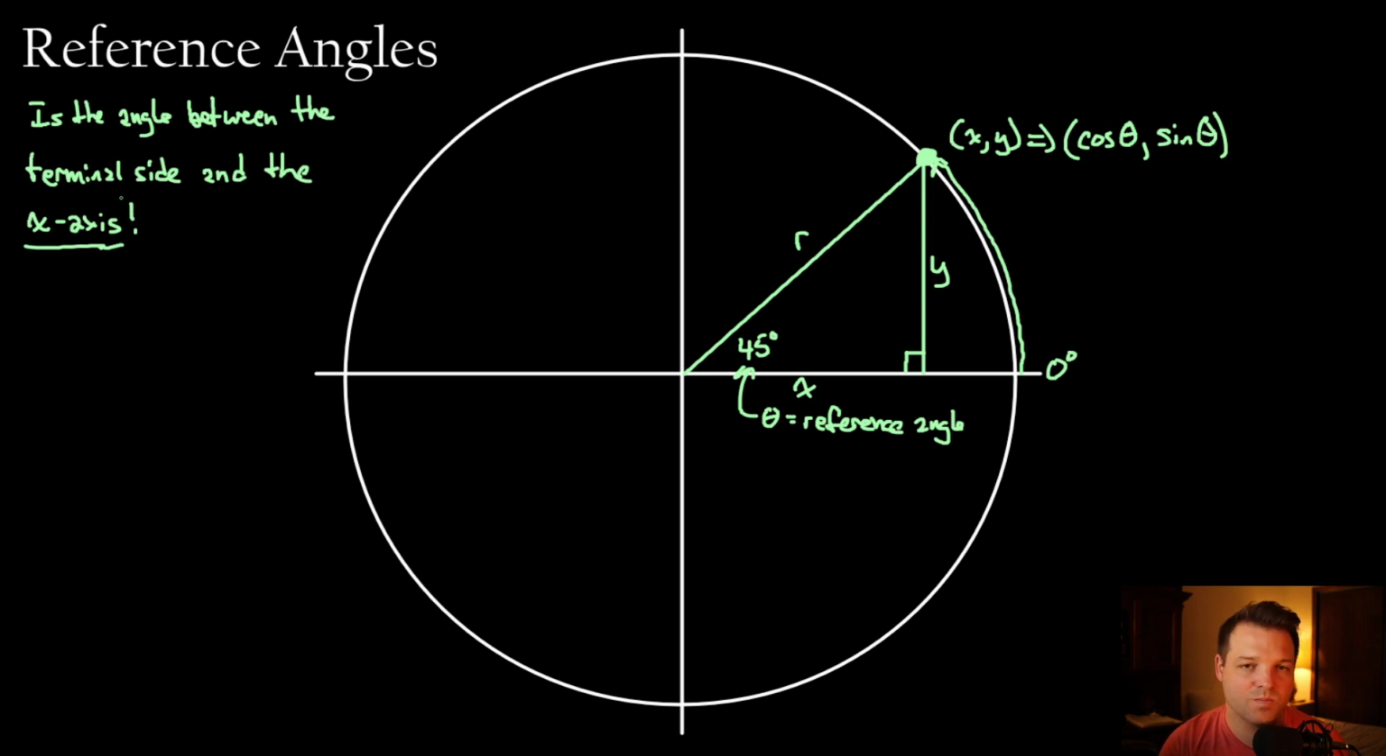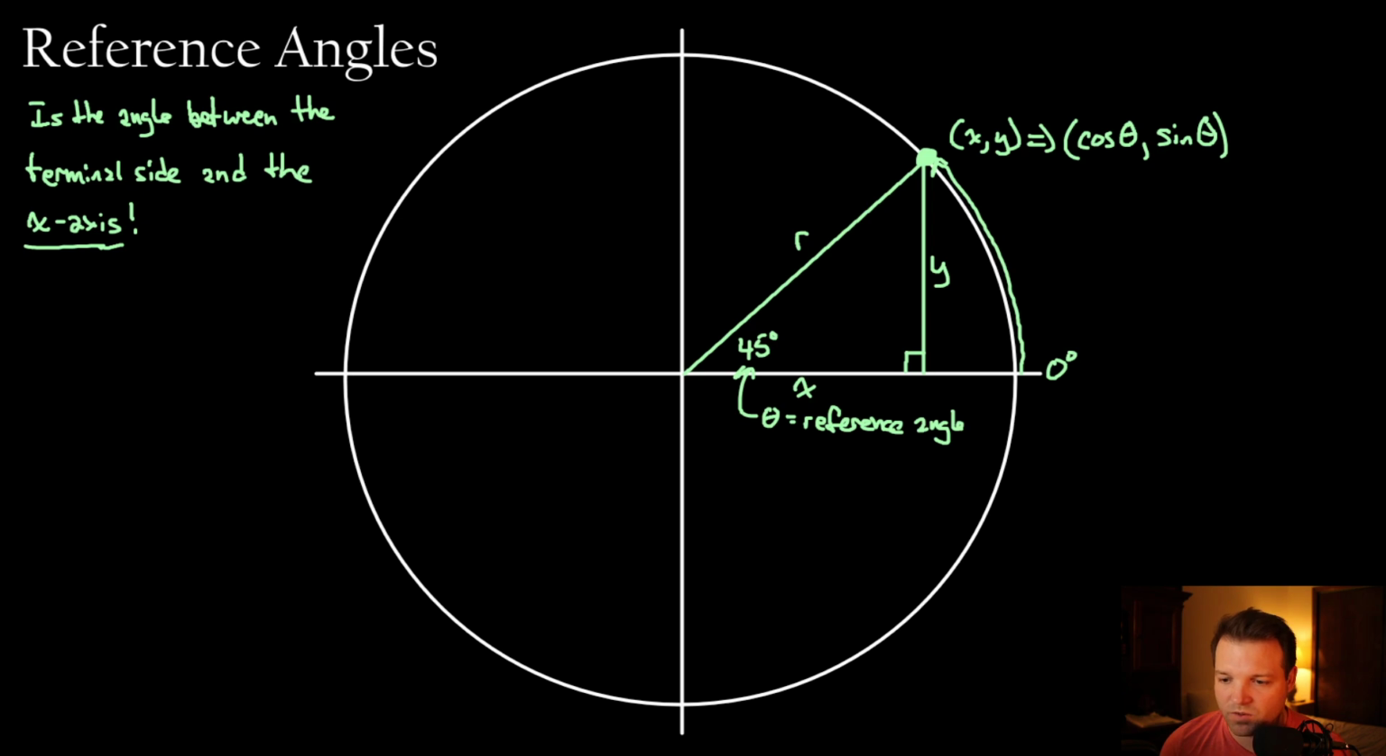Now, this is important to distinguish, the difference between the x-axis and the terminal side. In the example that I drew just now, those are actually the same. These angles between the terminal side and the initial side, or the terminal side and the x-axis, are identical, but that is not always the case. So let's show you a different example, and then we'll further explain.